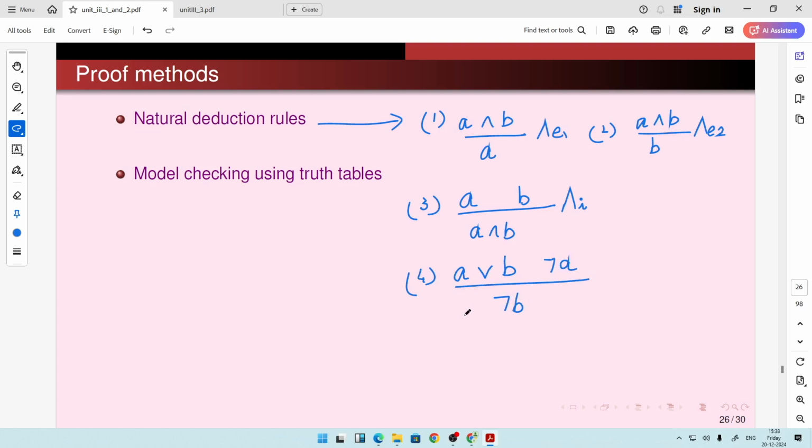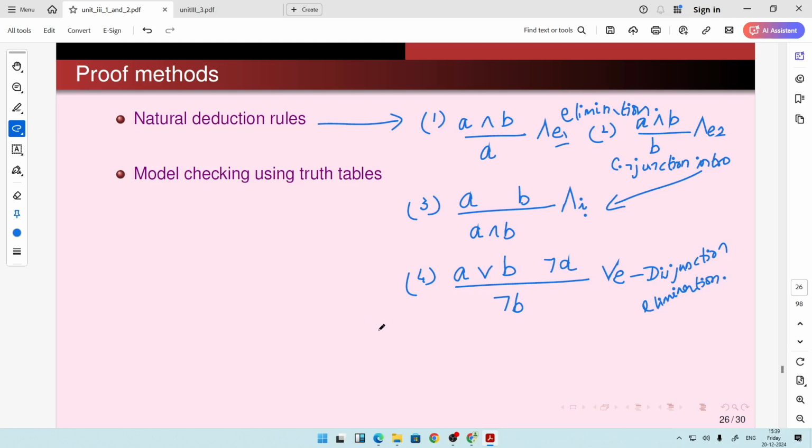So, this we would be regularly using, and this we call disjunction elimination. This one is conjunction introduction, this is conjunction elimination. E stands for elimination, and this is disjunction elimination.